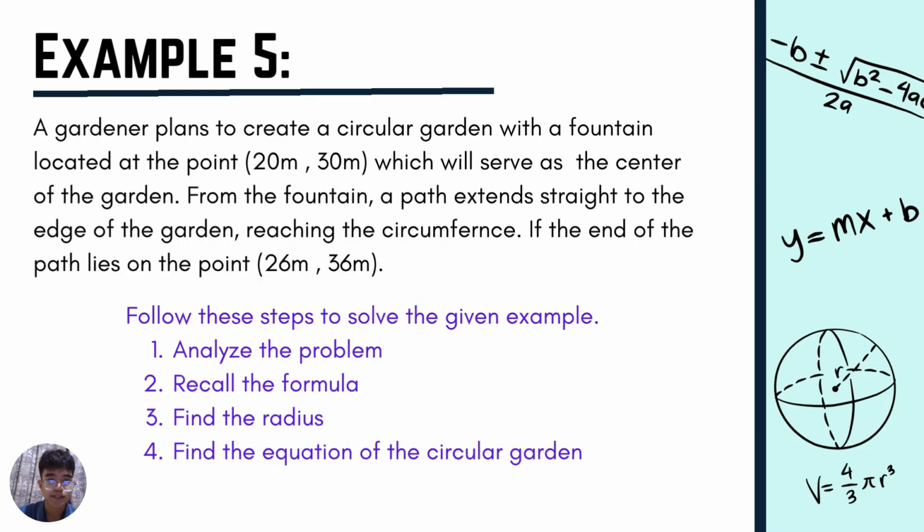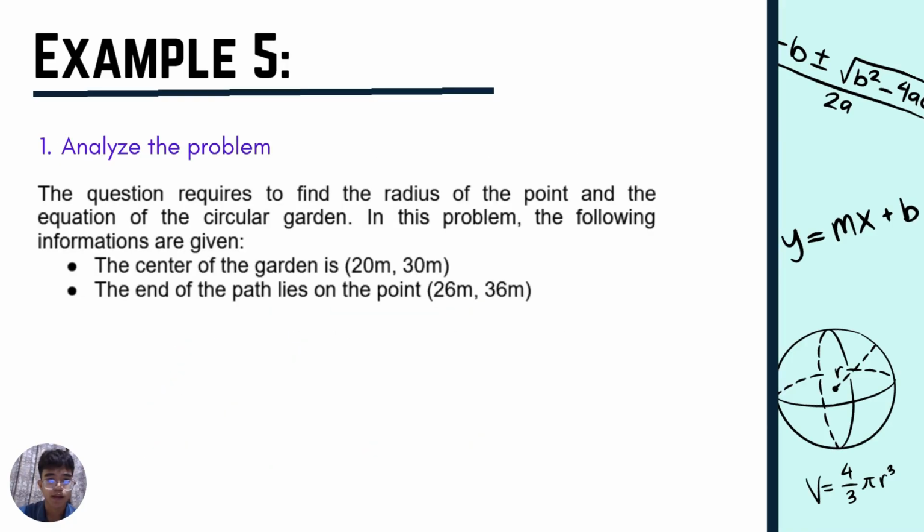So to solve this example, we first analyze the problem. Second, we have to recall the formula. And third, find the radius. And lastly, find the equation of the circular garden. The question requires us to find the radius of the point and the equation of the circular garden.